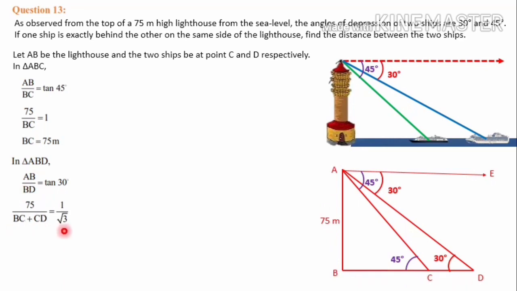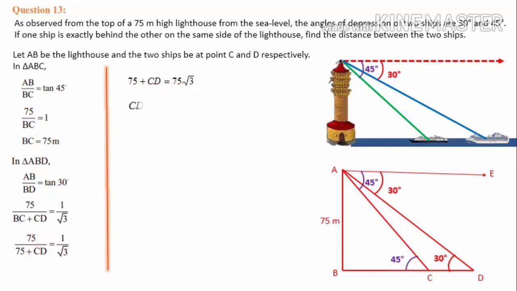This type of question we have done before also. Then 75 divided by BC, which we already calculated as 75. So 75 divided by 75 plus CD, that is the required distance, is equal to tan 30, whose value is 1 by root 3. Cross multiplication: 75 plus CD into 1 is 75 plus CD, and 75 into root 3 is 75 root 3. So CD is equal to, this 75 will go to the right side, 75 root 3 minus 75.